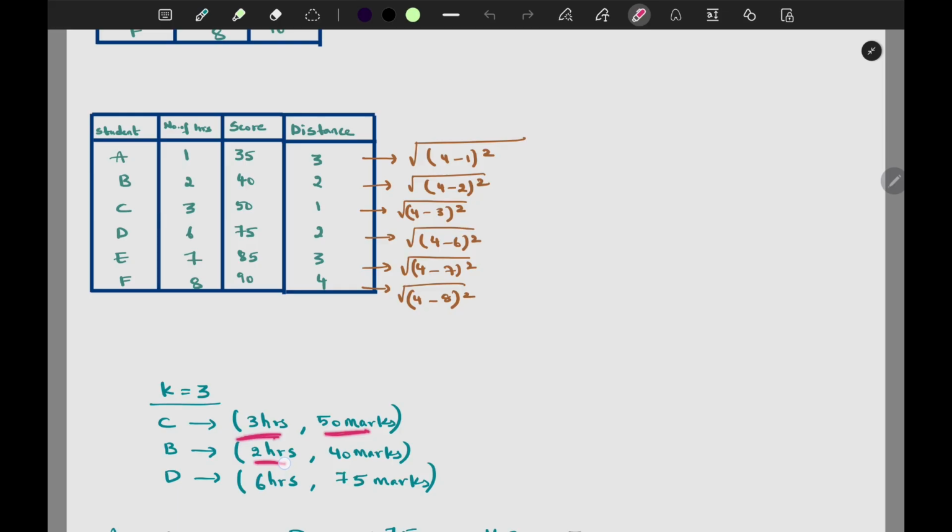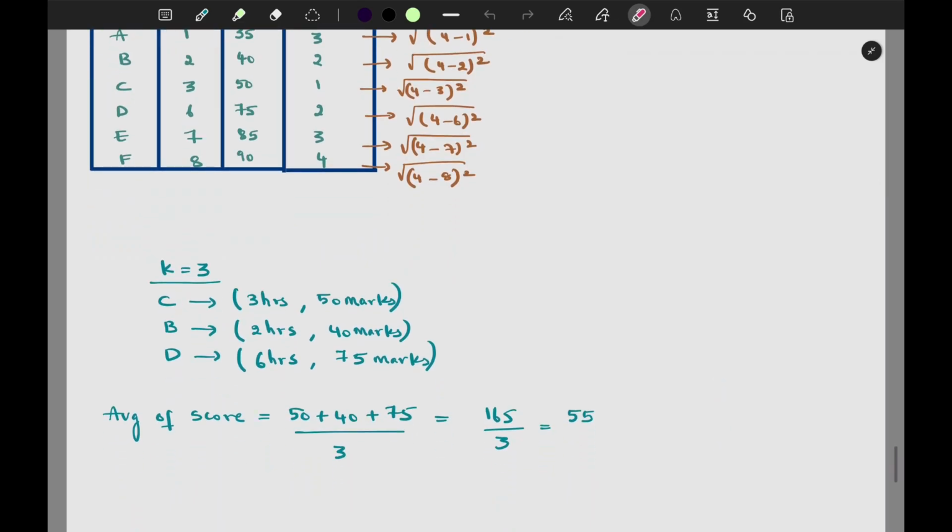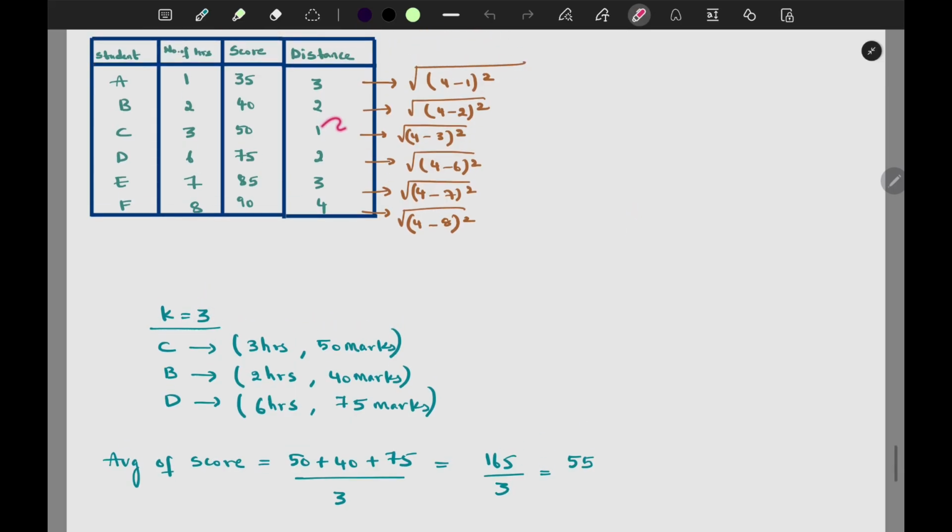If a person is studying for 2 hours, he got 40 marks. And if the person is studying for 6 hours, they got 75 marks. So for a regression task, what we will be doing is calculating the average of the scores. So here I will be calculating 50 plus 40 plus 75 divided by 3, because I have considered k value as 3. If I am taking maybe k equals 5, then I will be taking the values of 50, 75, 40, 85 and 35. Then I will be dividing by 5.